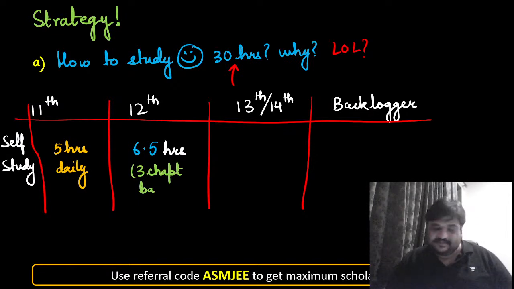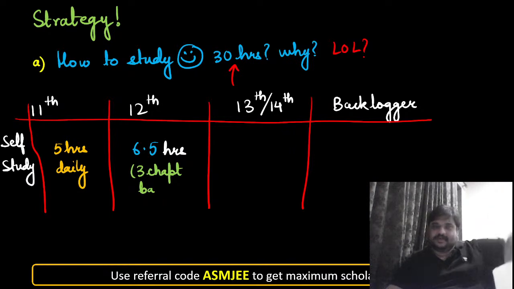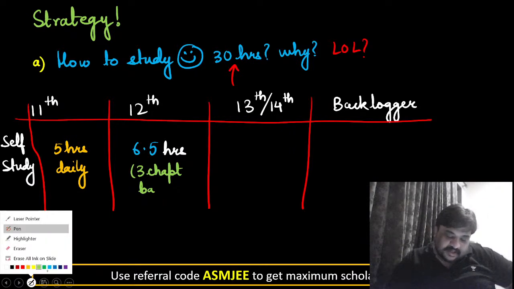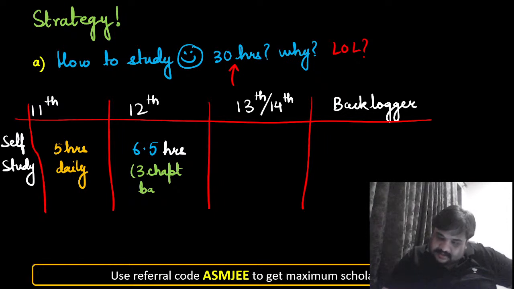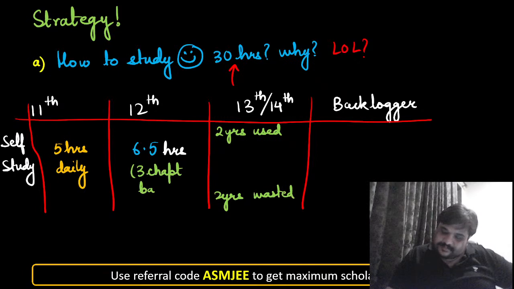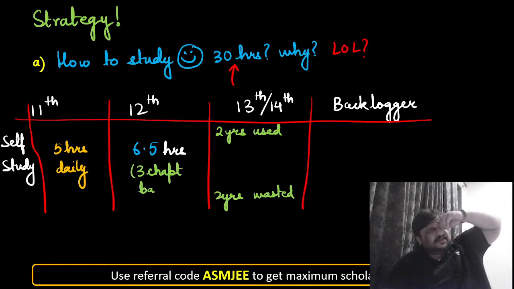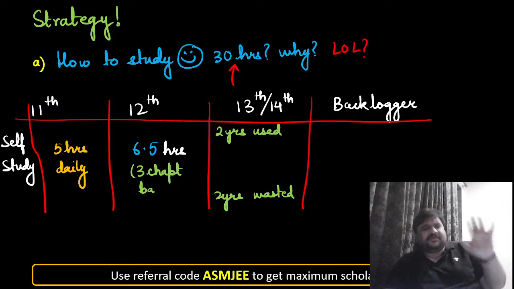but suppose you are in 13th and 14th and you have studied properly for 2 years. Now in 13th and 14th, there are two cases: 2 years used, 2 years wasted. If you have used 2 years already, at least 60 or 65%, two-thirds of your syllabus is good. So you have studied for 2 years, two-thirds of your syllabus is good, one-third is not good, that's why you want to take a drop.